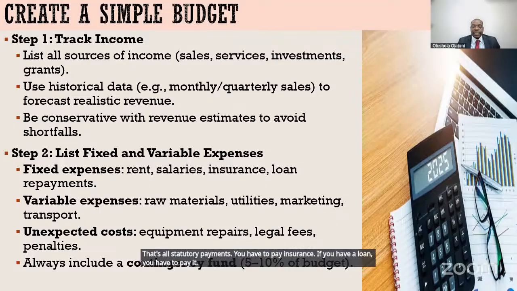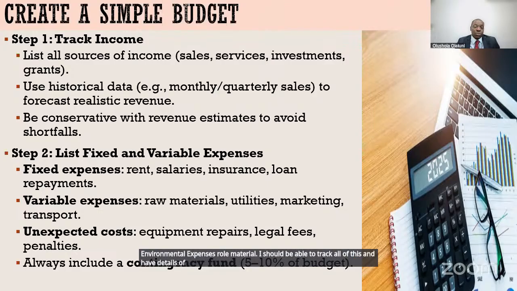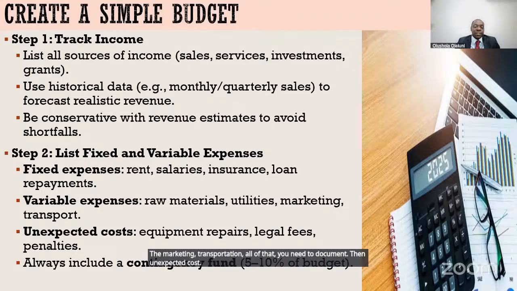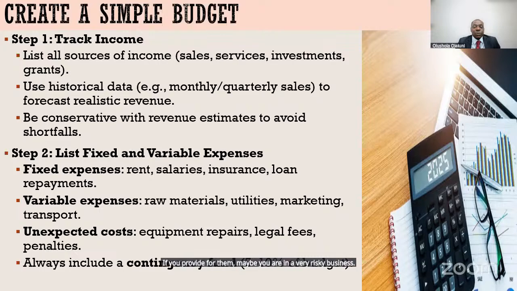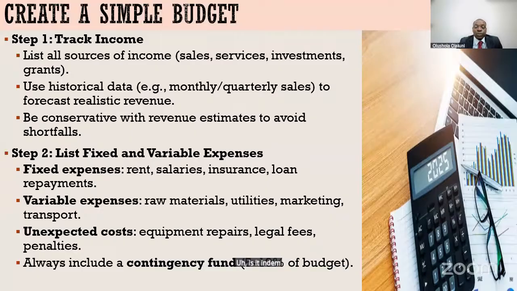Then variable expenses: raw materials. You should be able to track all of this and have details of what all of this is doing. The marketing, transportation, all of that you need to document. Then unexpected costs, you have to provide for them. You are using the car, you know definitely the car one day will have issues. That one is a given. If you know you are in a very risky business, you can also provide for legal fees, or indemnity insurance, penalties.